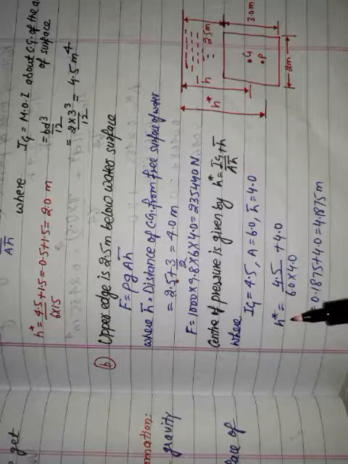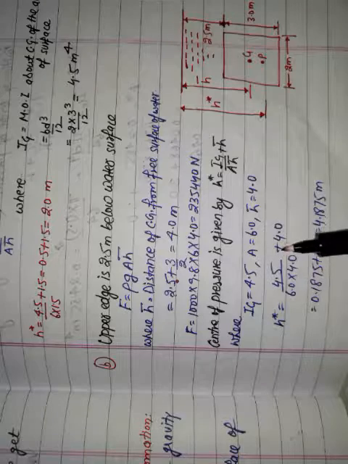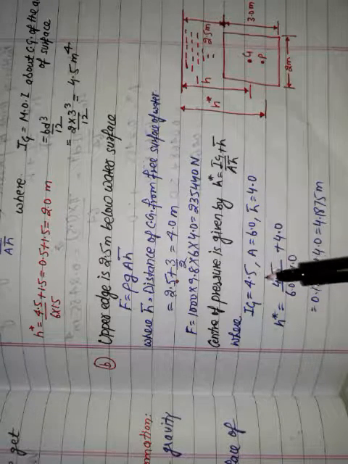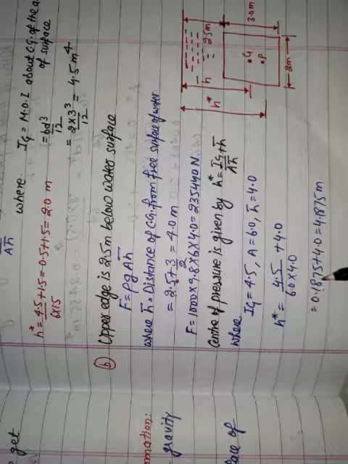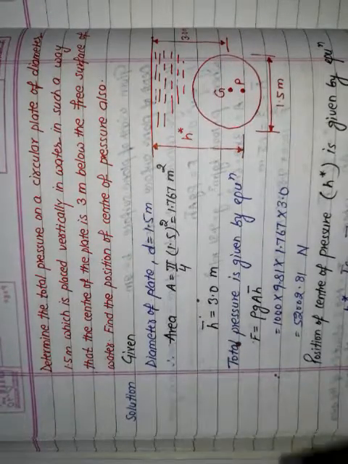Then we get h star equal to 4.5 by 6 into 4 plus 4, and that fraction is equal to 0.1875 plus 4, so that is equal to 4.1875 meter. So this is the numerical that we have discussed, and now we try to solve numerical number 2. So this is numerical number 2.